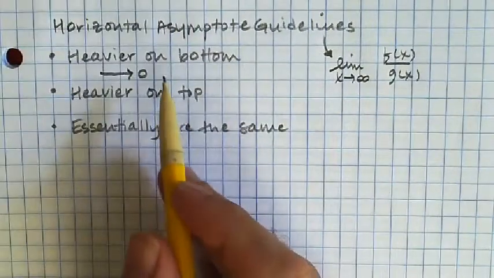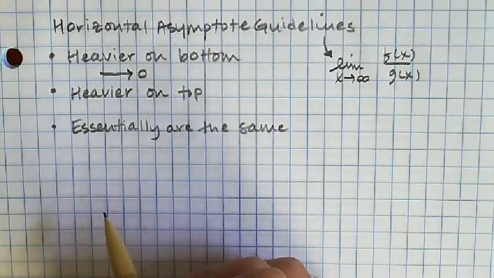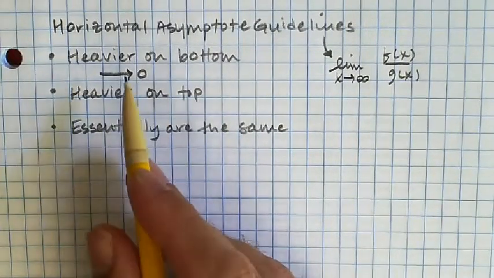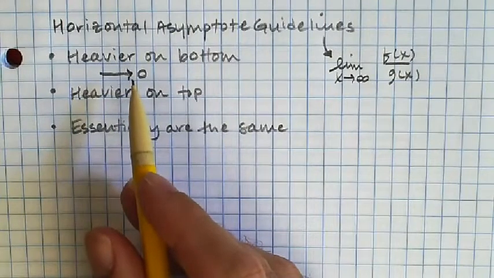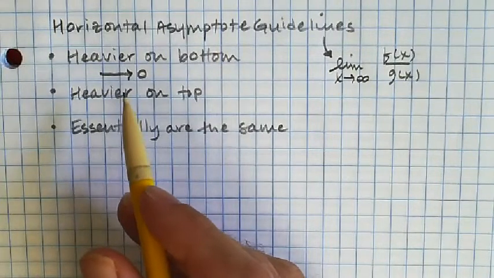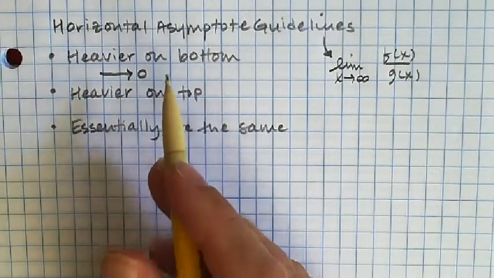And heavier on bottom could be, I'll give you the taxonomy down here in a second of relative growth rates. Heavier on the bottom is going to go to 0, which could be something like 1 over x, or 2x minus 5 divided by x to the 14th power. That's going to be much heavier on bottom. Or something like x to the 9 divided by e to the x.